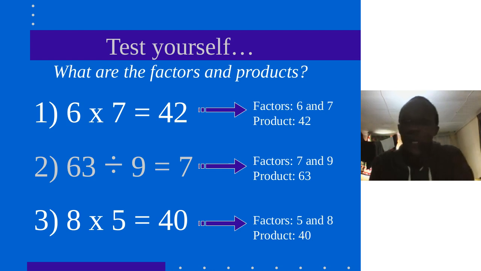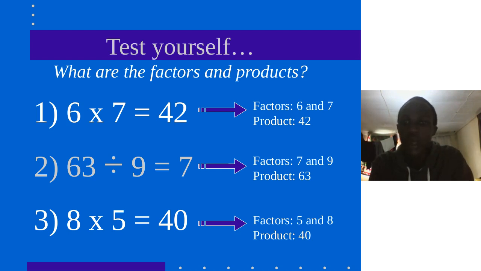So class, what are the factors and the product? Example 1: 6 times 7 is equal to 42. Our factors are 6 and 7. When multiplied, they give a product which is 42.